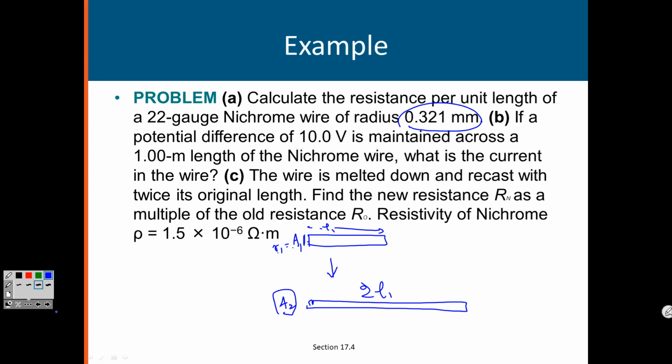Did you follow that, Jude? Yes, doctor. So basically, area changes as well.